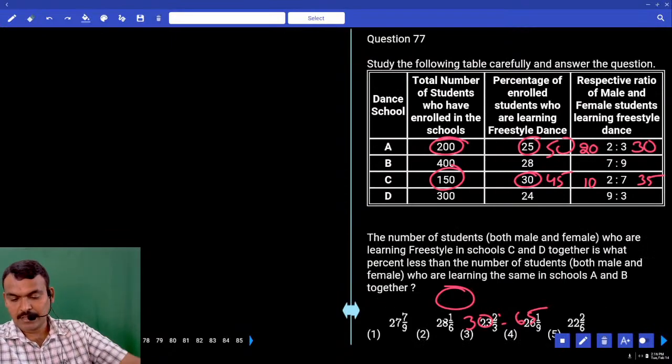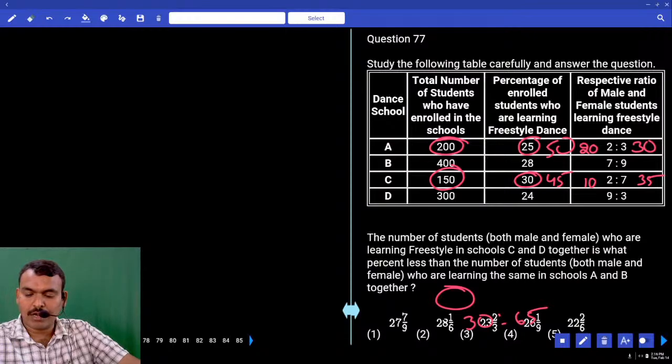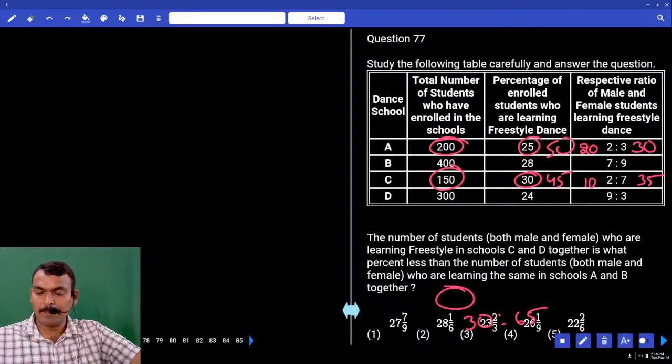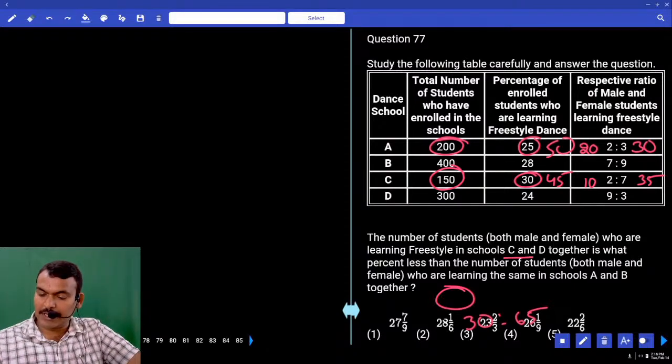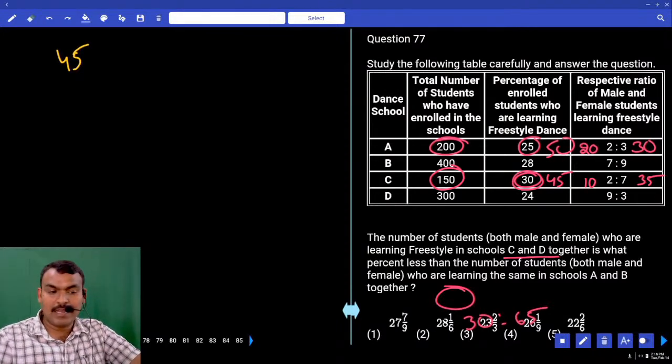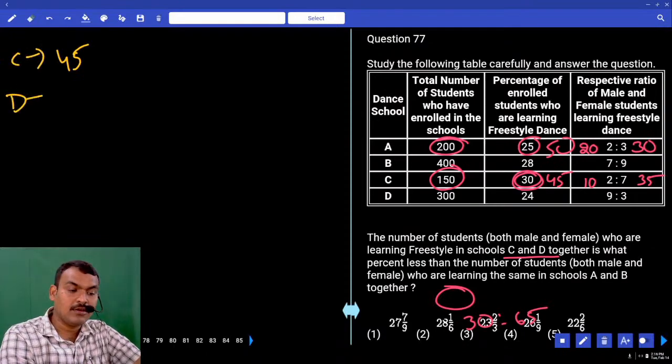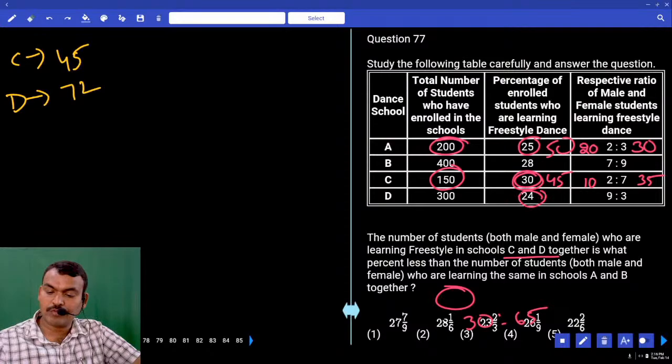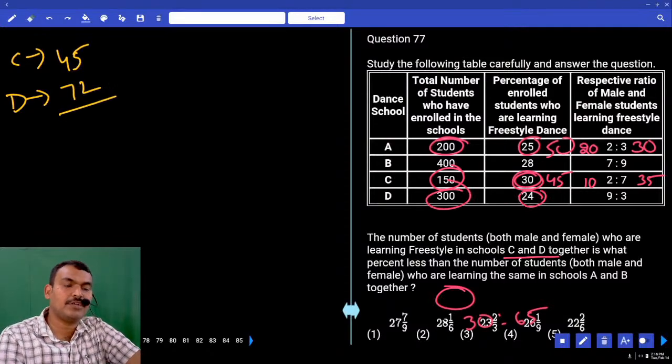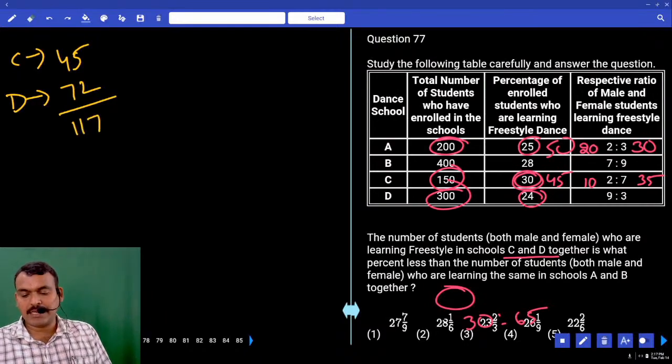Next, 77. The number of students, both male and female, who are learning freestyle in schools C and D together is what percent less than the number of students, both male and female, who are learning the same in schools A and B together? Okay. In C and D together: in C, learning freestyle is how many members? 45. D learning value is 72, because 24% of 300. 45 plus 72 is 117. 117 is what percent less than the number learning the same in schools A and B together?